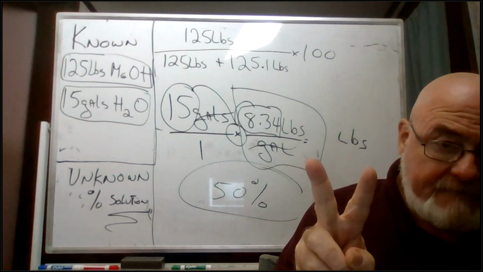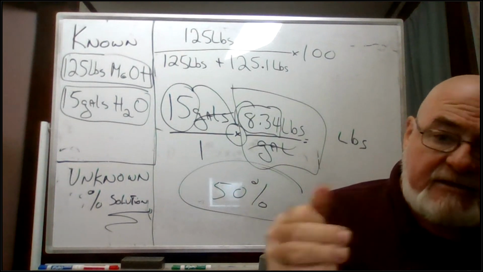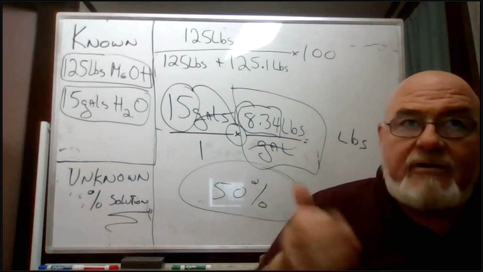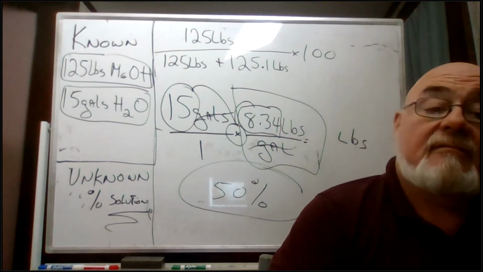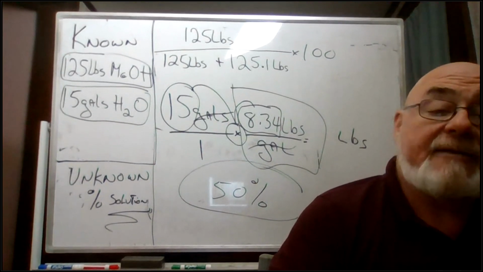Groovy. But remember, always with a percentage, that 100's going to play in there somewhere. It's definitely going to come into play, so you've got to incorporate it. You always multiply by 100% when you're dealing with percentages. If you're yielding a percentage, it's going to be 100. You're going to multiply by 100%.